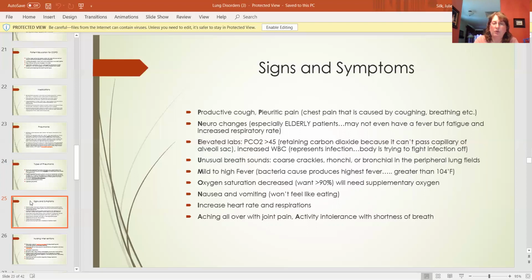You can have a mild fever with this, and sometimes it gets really bad and it can get really high. The oxygen saturation is going to be low, so you're going to need supplemental oxygen. Sometimes people will just feel really fatigued and they'll have anorexia where they won't want to eat, nausea, vomiting at times. You can have a high heart rate and high respirations with this. And then sometimes you'll have aching, achy kind of joint pain. So that would be some other things you might see.